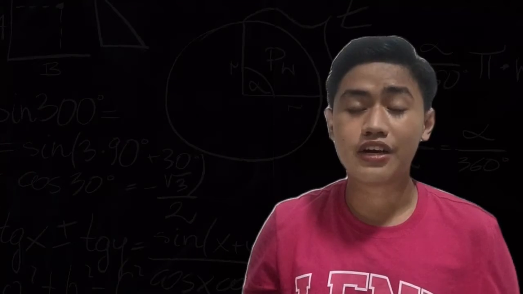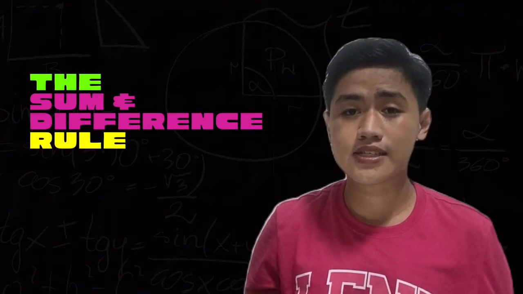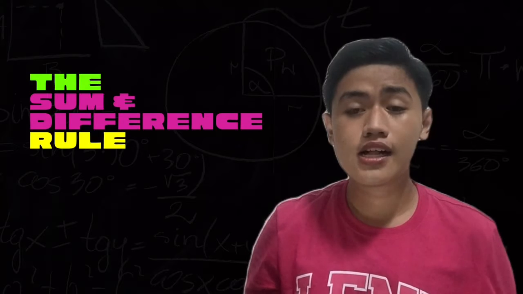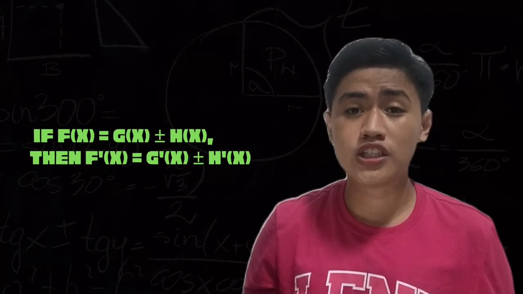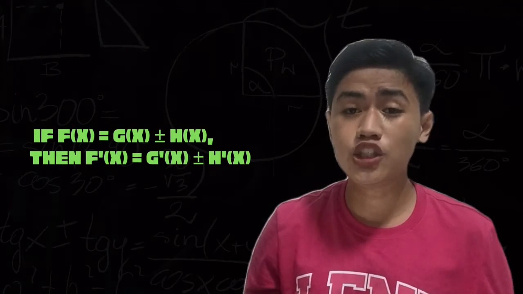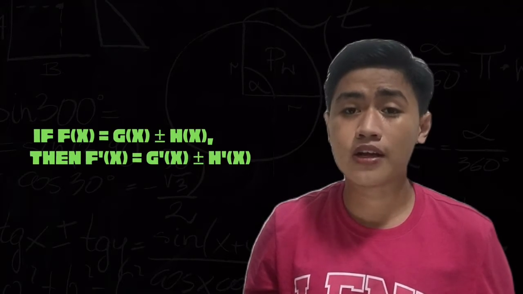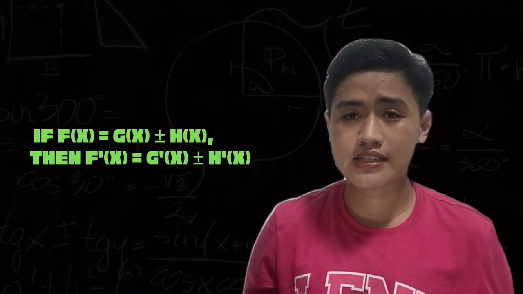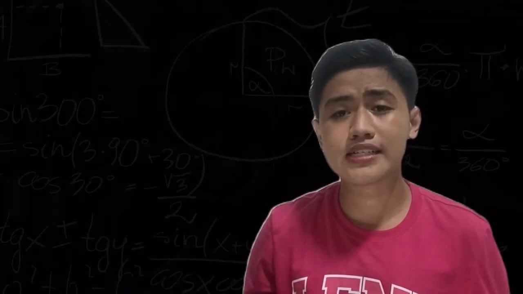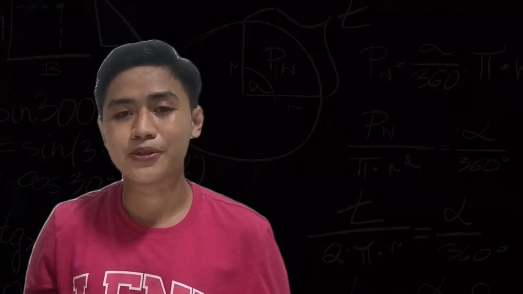Fourth rule, the derivative of a sum or a difference. In this rule, if f of x is equal to g of x plus or minus h of x, then f prime of x equals g prime of x plus or minus h prime of x. So how do we do this? Let us have an example.